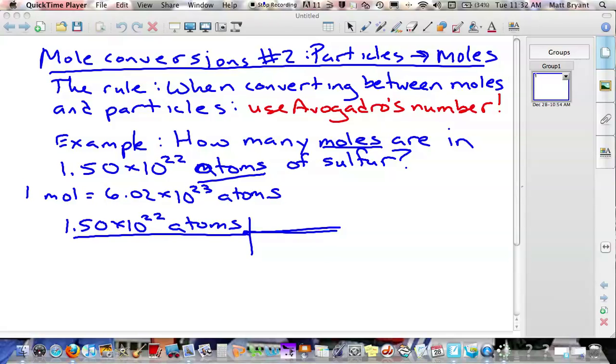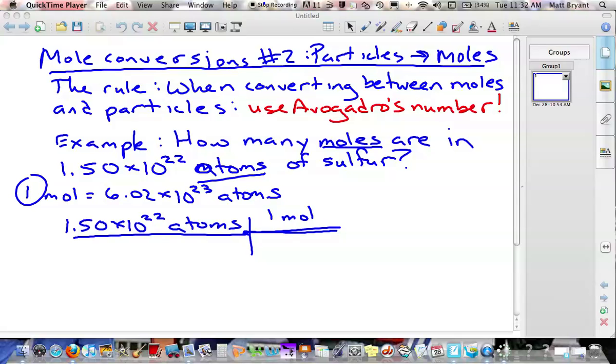Now, our conversion factor is Avogadro's number, but it's very important to know where to put the units. Again, the whole goal of this is to cancel out the units that we don't want and to leave the units that we do want behind. So, we want moles. So moles ends up on top, 1 mole specifically. We have to use the value that is in the conversion factor. So, 1 mole it is.